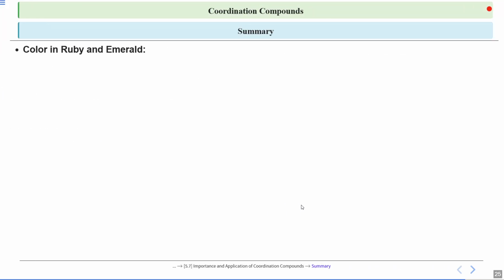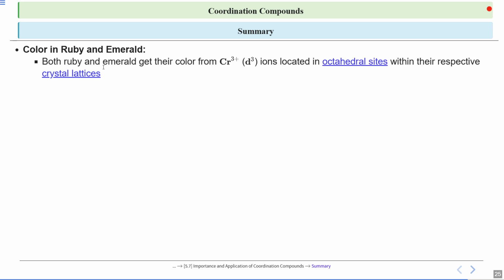Let's cover the summary of what we have covered today. First, we covered the color in ruby and emerald, where we see that both ruby and emerald get their color from chromium 3+ ions in a d3 configuration, located in the octahedral sites within their respective crystal lattices.